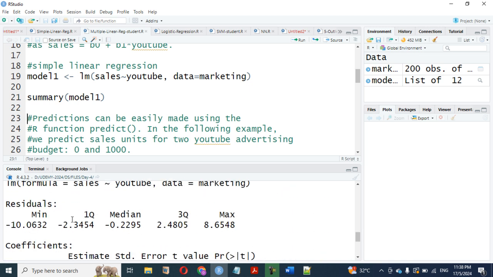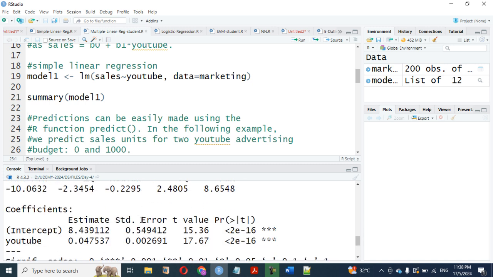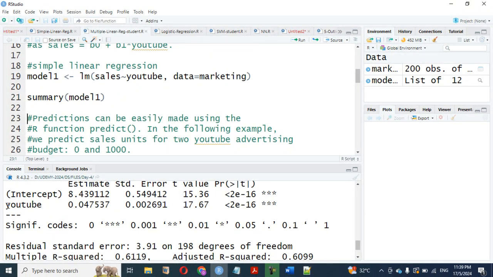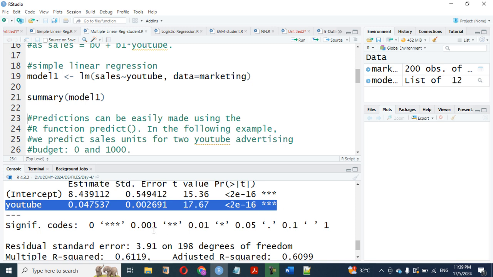All right. Now this is our estimate. We have a residual here, and then we have our coefficient, which is very important here. So we have our estimate of each of the individual units here. We have our standard error, we have t-value, and we have our p-value. So for YouTube now, it is highly significant, which means there is a linear relationship between the predictor and our continuous variable, which is called sales. So it means that they are perfectly correlated. That's what it means.